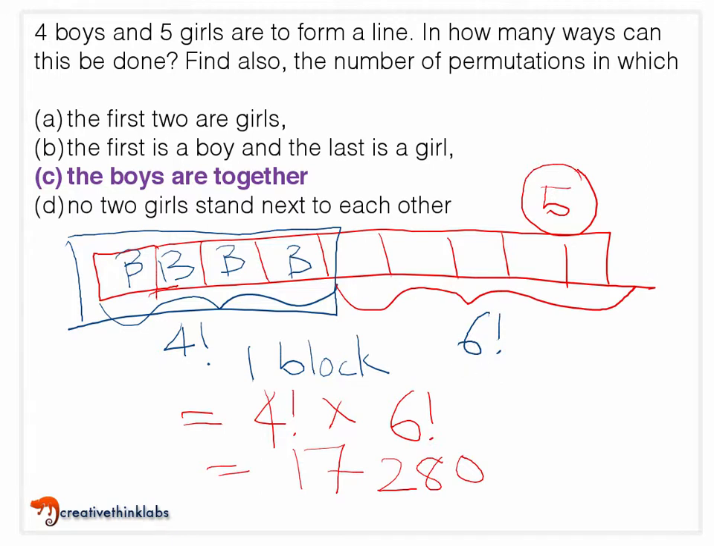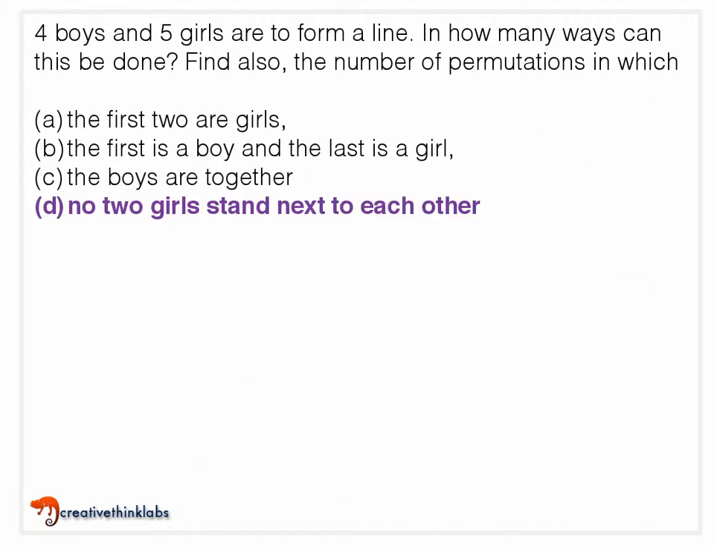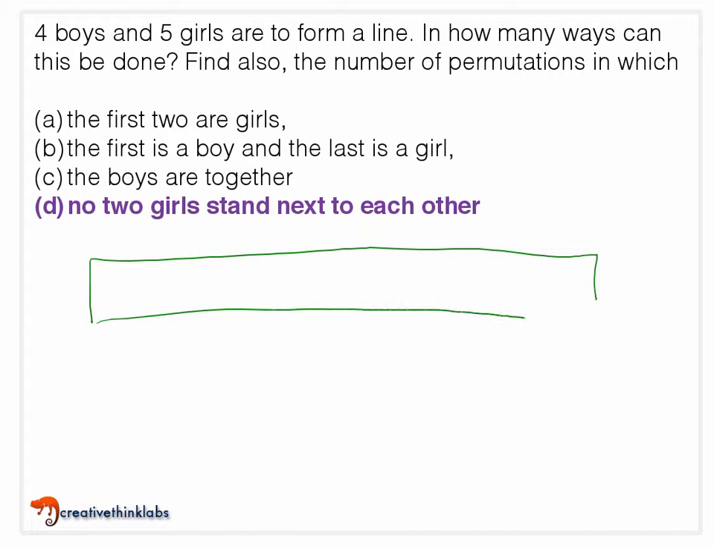Let's move on to the last part of this problem, which is no 2 girls stand next to each other. Now, how can we do this? Again, let's draw a box here with 9 columns. And one more this side. This is 9.